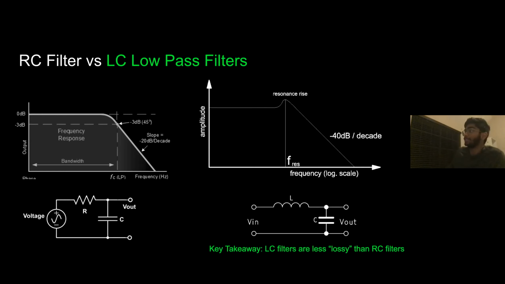Another cool thing about these filters is the slope. If you look at the Bode diagram for your RC filter versus the slope of your Bode diagram for your LC filter, the slope is much steeper. It's twice as steep for your LC filter, which means that it does a better job of squashing the frequencies that you don't want in your system. Because that's what your filter is doing. It's reducing the amplitude of unwanted frequencies. So LC filter, less losses, and better squashing of unwanted signals.